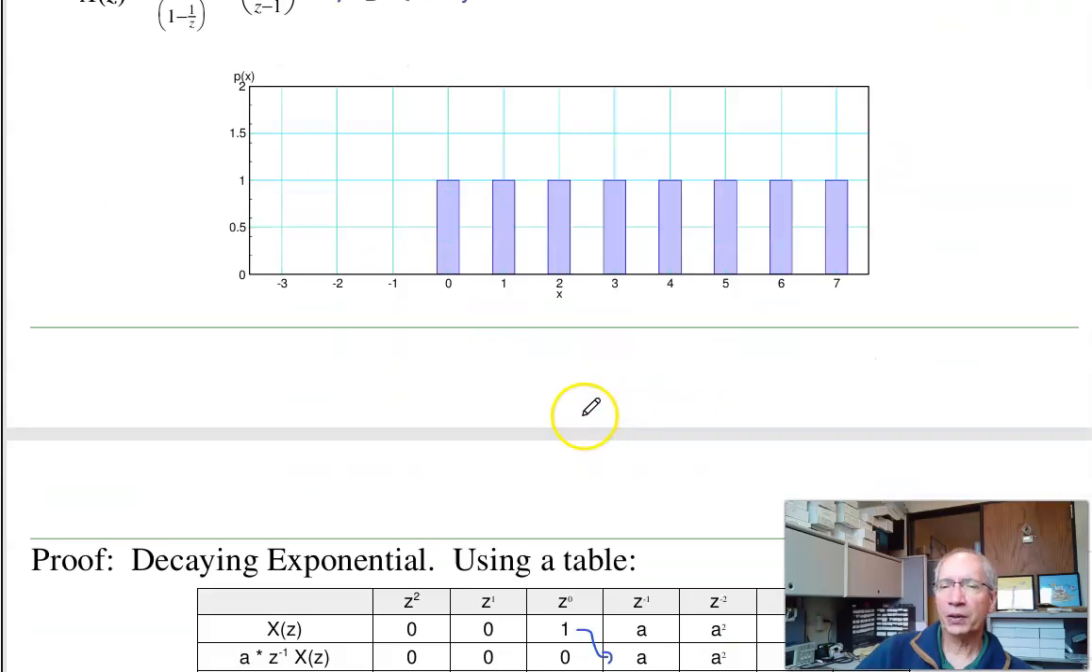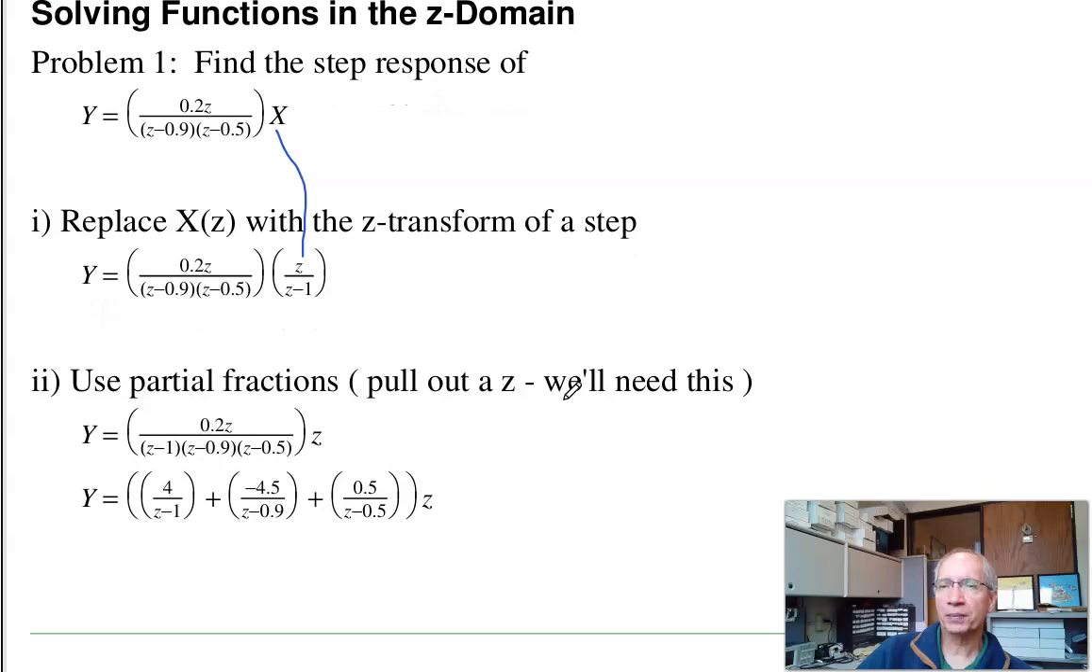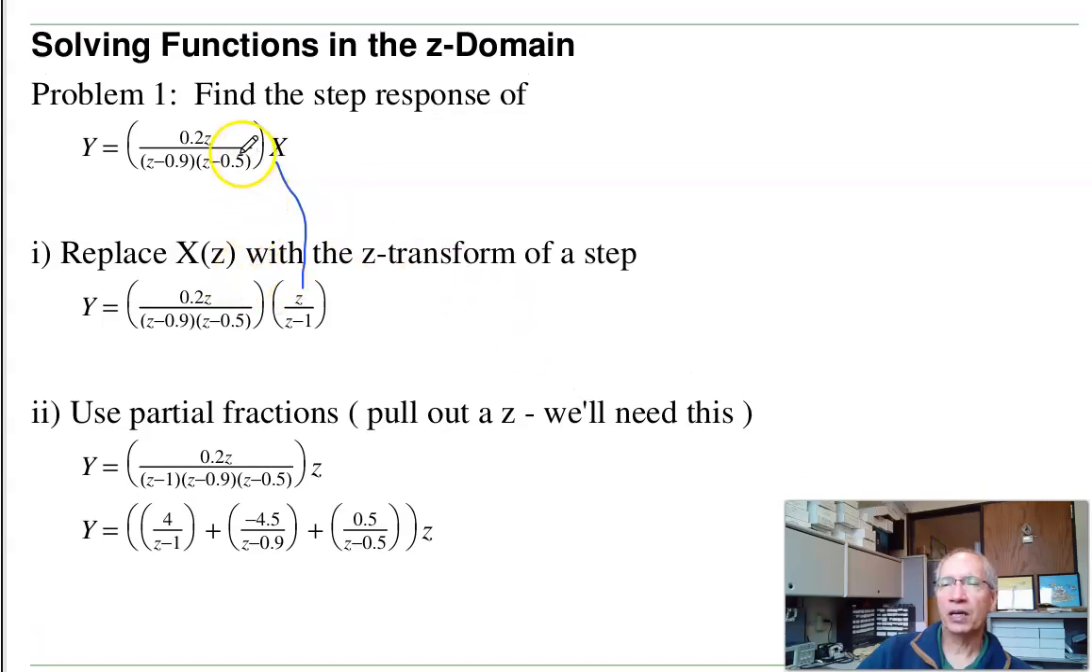So it would be nice if I had a z in the numerator when I did a partial fraction expansion. So that's what I'll do. I'll take my function here, pull out a z, leave it outside. So when I do the partial fraction expansion, I can multiply through by z, and I still have that z in the numerator. So that's kind of the trick.